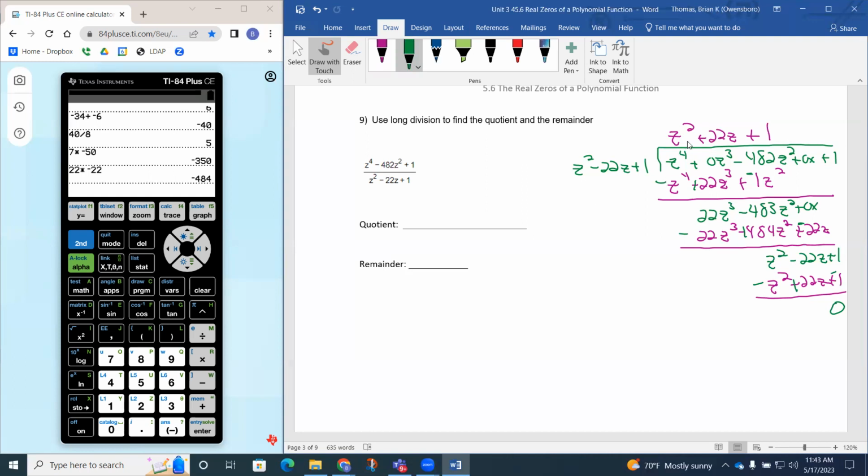So our quotient is actually z squared plus 22z plus 1. And our remainder is 0. So that means z squared minus 22z plus 1 would be a factor, and it's actually the same factor. Both of them are factors, since the remainder is 0.